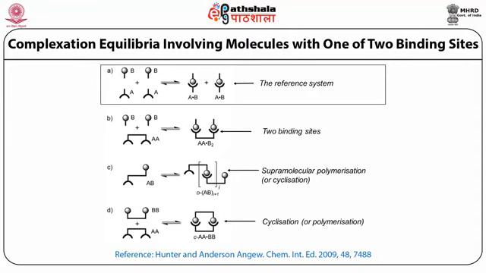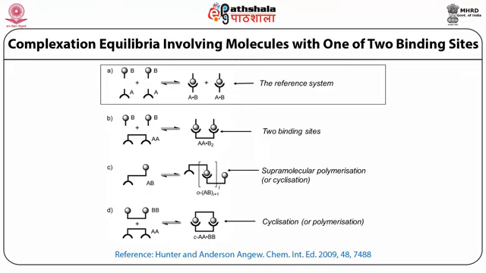Here A is the receptor and B is the ligand, and they are binding to form this non-covalent complex AB. In the second scenario, we have one receptor with two binding sites, where two monovalent ligands get connected and form the bound state. Case C: there is a molecule that has both a receptor and a ligand in the same molecule. That is why it is called AB.